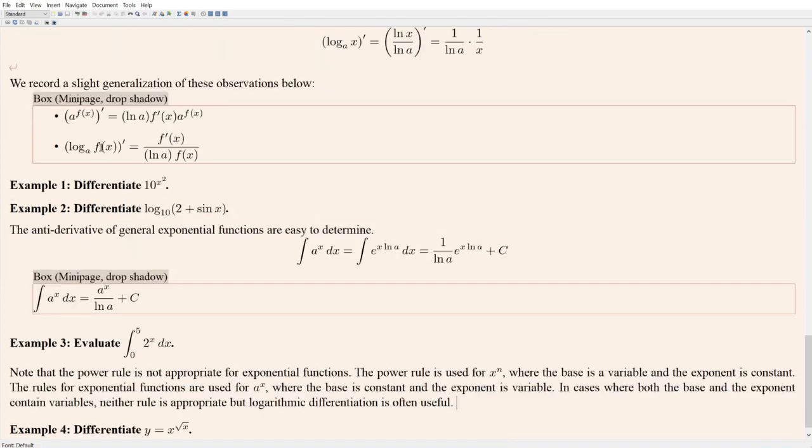Notice that these are exactly the same as the formulas for differentiating the natural exponential and natural logarithmic functions. The only difference is we have these additional factors of natural log of the base popping out. So in the case of differentiating the exponential, we multiply by log a. In the case of differentiating the logarithm, we divide by log a. But aside from that, it's the same rule as with their natural counterparts.